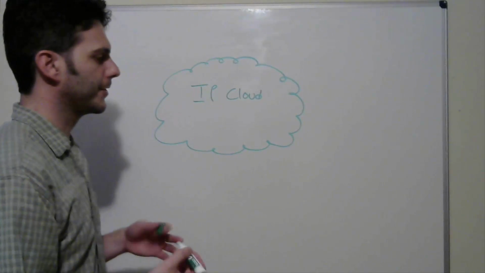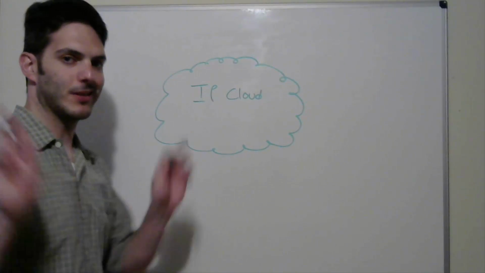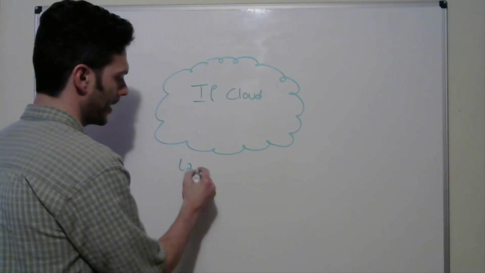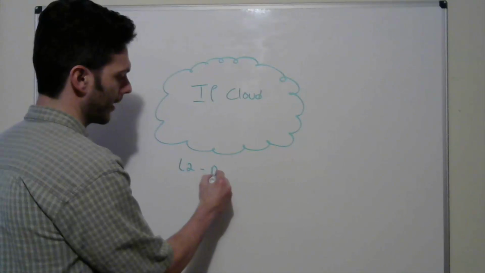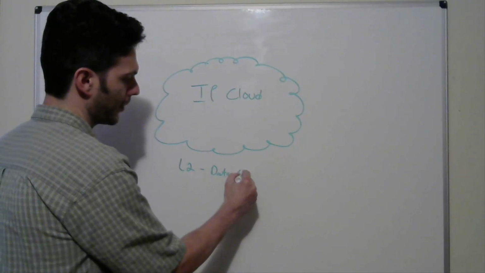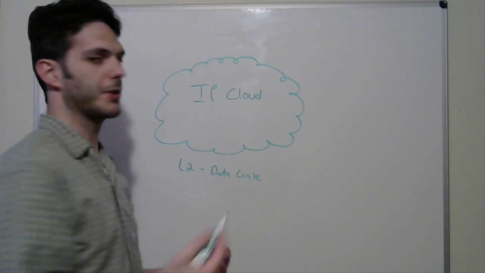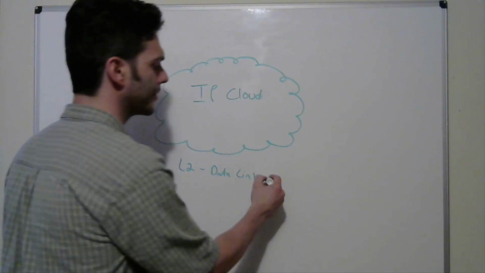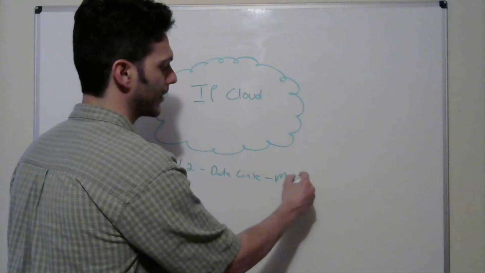So there's a couple things that we need to understand about what layer 2 technologies are. So layer 2, in a nutshell, is going to be obviously the data link layer, right? Just like those of you that are familiar with the OSI model, it's layer 2, the data link layer. So this is going to be propagating MAC addresses.